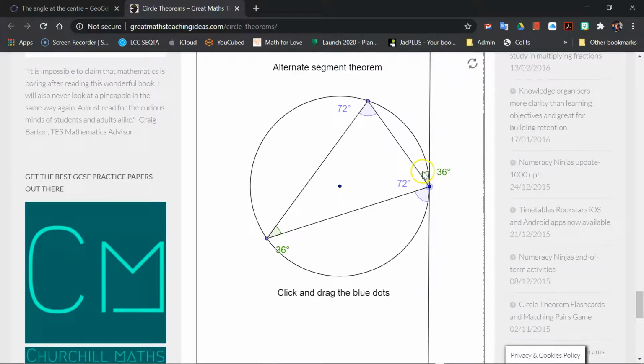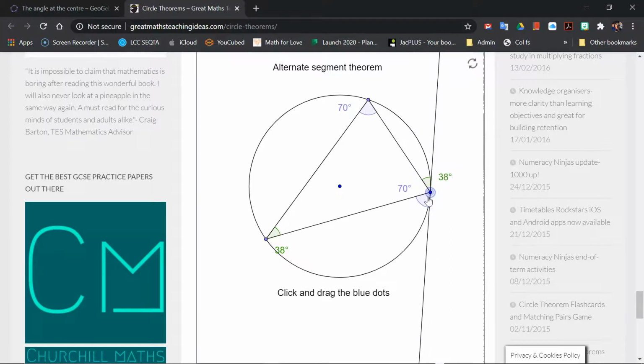So this angle here, that is going from the minor segment to the tangent, is 36. That is the same as this angle on the left. And same thing, the other angle that touches the tangent, 70 degrees, is going to correspond with that angle up on the top.